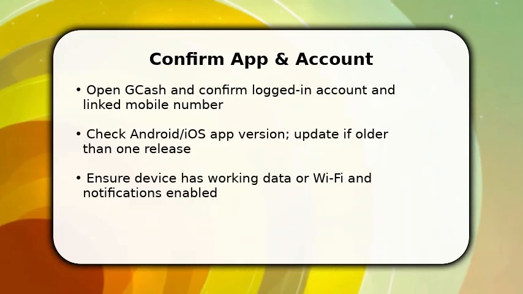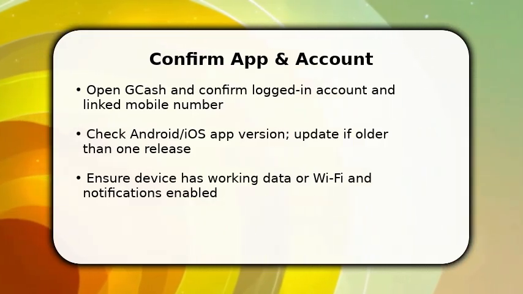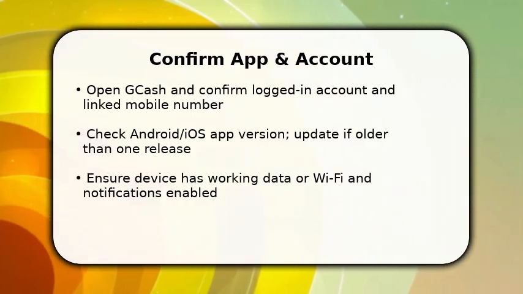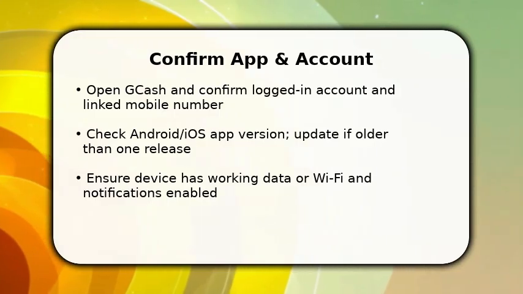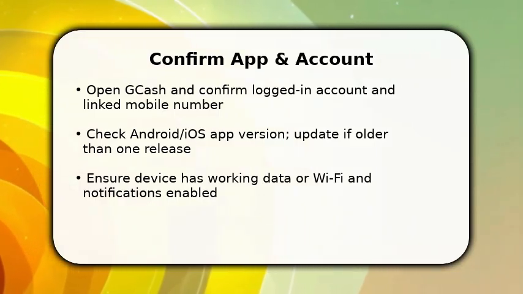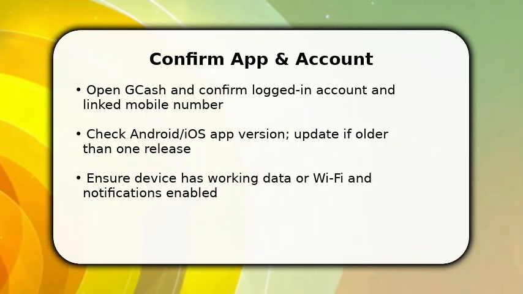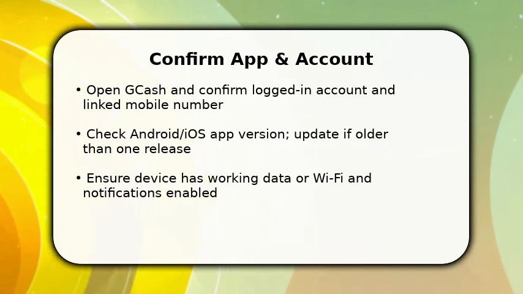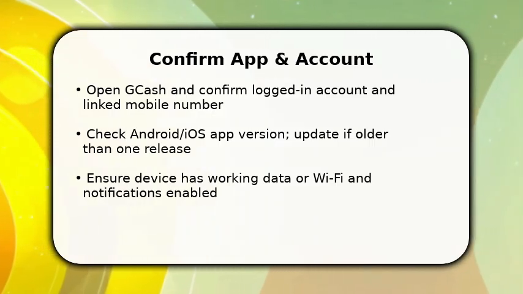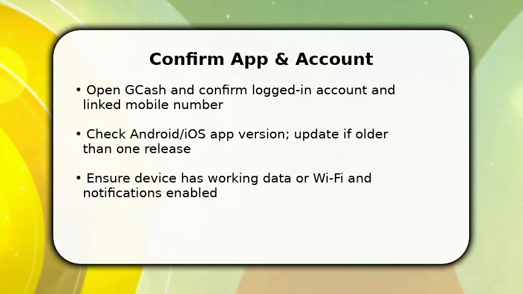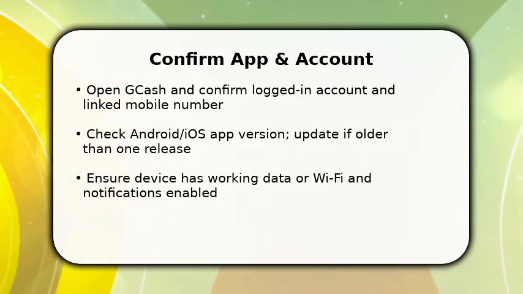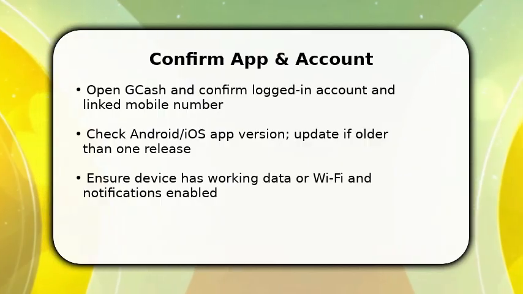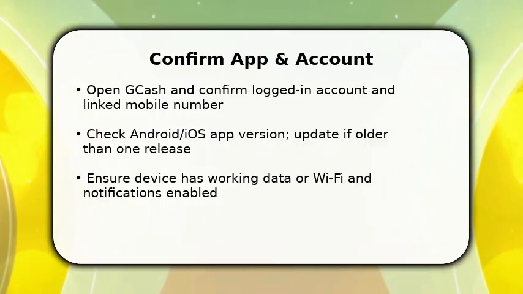You start by confirming the essentials. Open Gcash and make sure you're logged into the correct number because notifications are tied to that account. Once done, check the App Store or Play Store and update the app if it's not current, since fixes live in updates. Next, verify your phone has data or Wi-Fi and that system notifications are allowed. Without connectivity or permission, the app can't deliver alerts. This avoids wasted troubleshooting later.